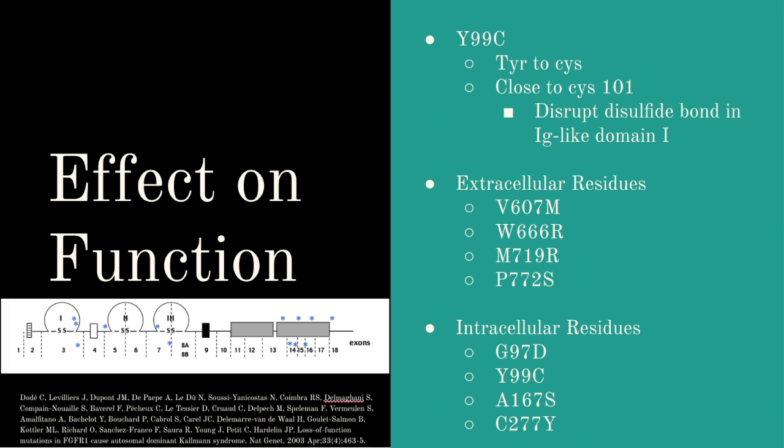In the specific example of Y99C, tyrosine is changed to cysteine, which is close to the cysteine at position 101, and research said that this would disrupt the disulfide bond in the Ig-like domain 1, which you can see in the figure indicated as Roman numeral 1. And then more generally, they said that there were 4 mutations as listed that affected the extracellular residues. And in the figure, you can see the transmembrane domain of the protein indicated in black. And then they also noted that 4 of the mutations would affect the intracellular residues, which they indicated in gray.